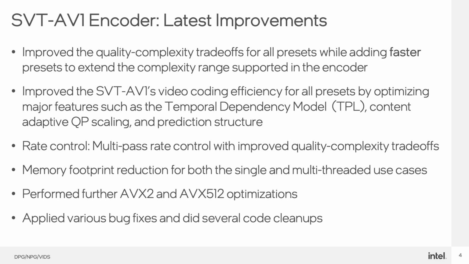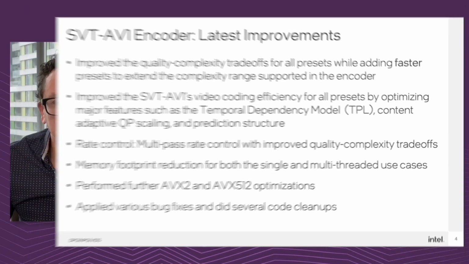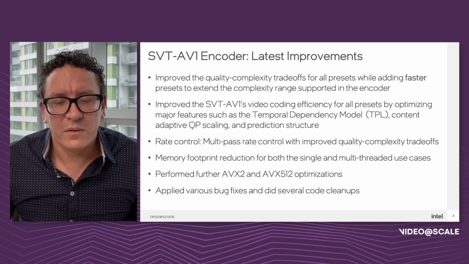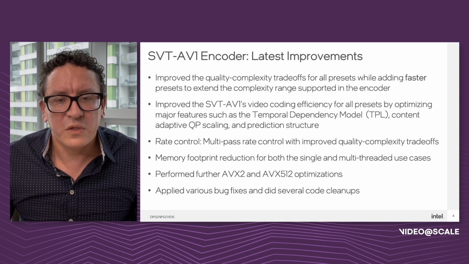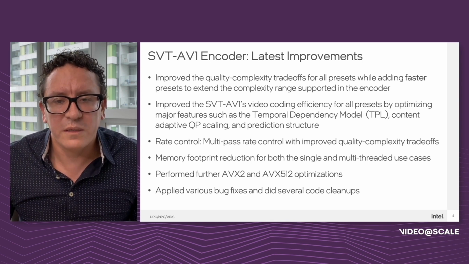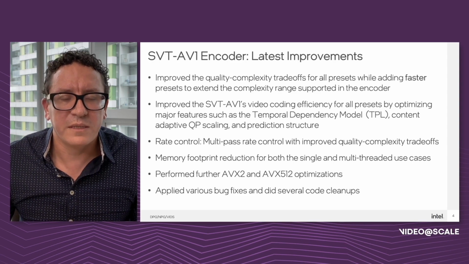We also noticeably improved the coding efficiency by introducing several quality features such as TPL and content adaptive prediction structure. On the rate control side, a multi-pass rate control was introduced that showed good quality complexity trade-offs.